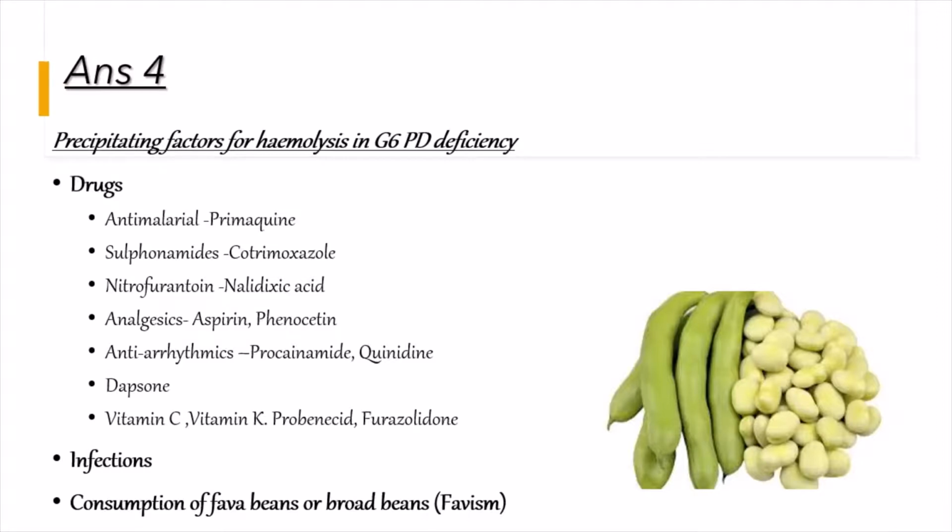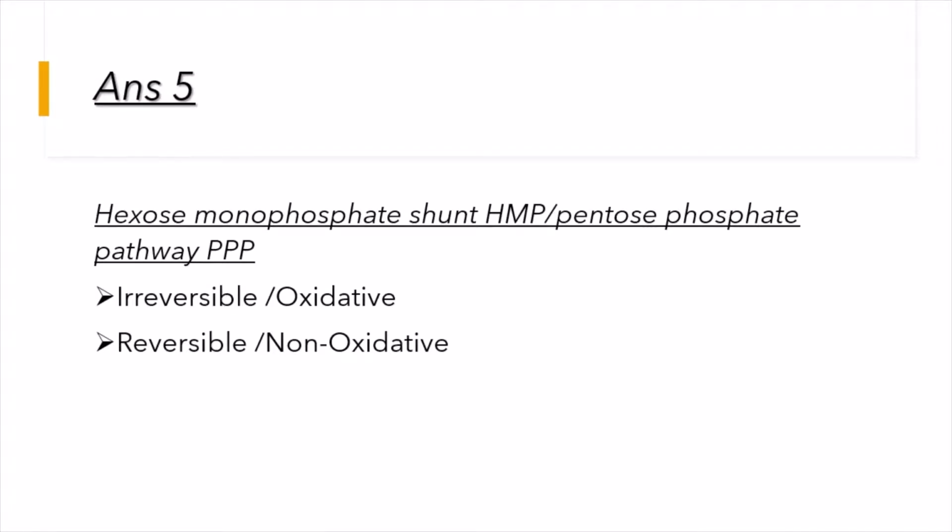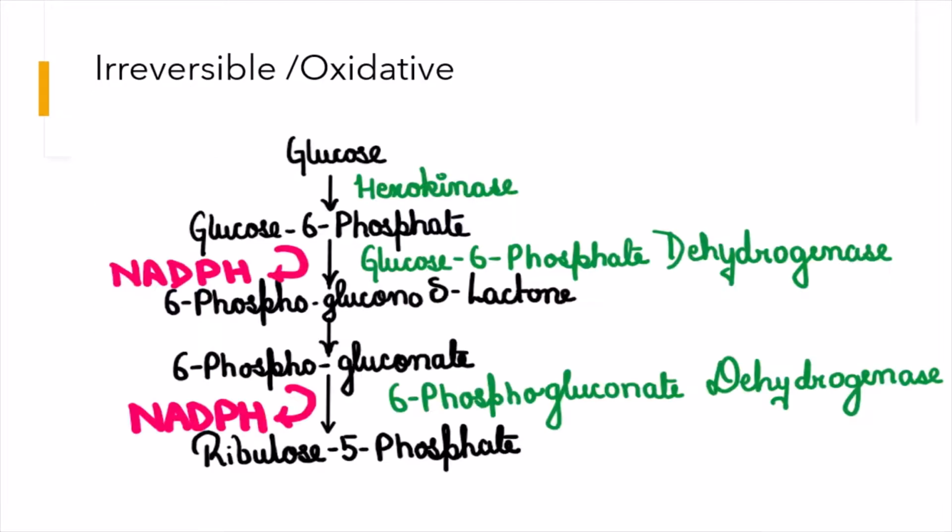Let's now see the biochemistry behind this. The hexose monophosphate shunt, also known as the pentose phosphate pathway, is broadly divided into two halves, which are not exact halves. The first part is known as the irreversible oxidative half, and the second is the reversible non-oxidative half. Let's see the irreversible or the oxidative half.